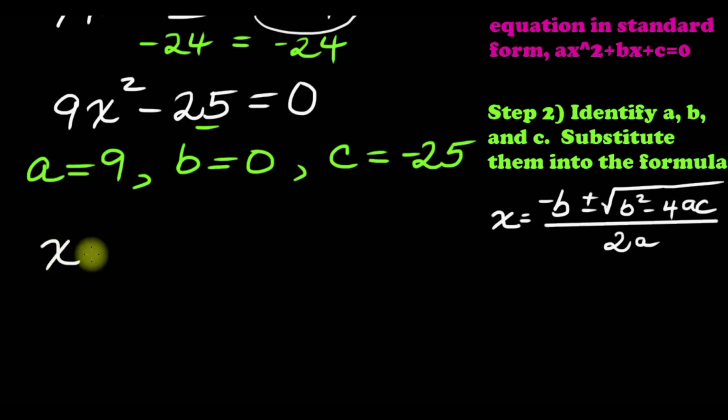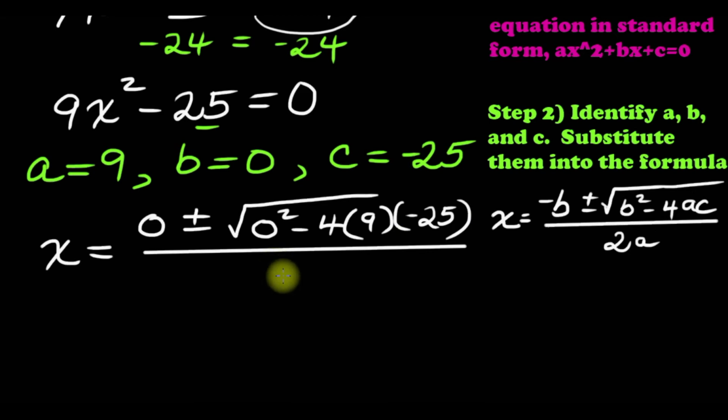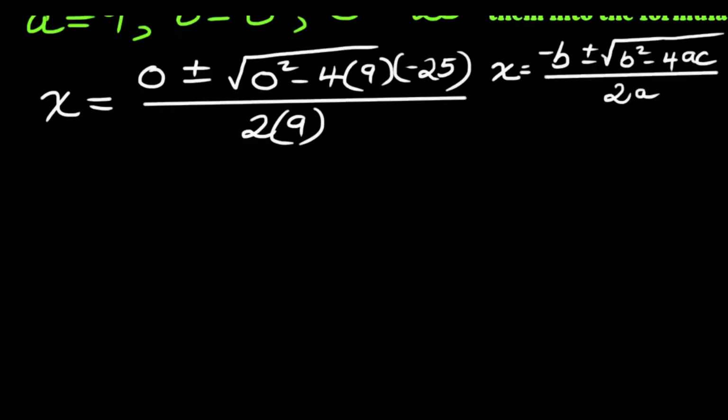So x is the opposite of B, so that's just going to be 0, plus or minus the square root of 0 squared, take away 4 times A, which is 9, and then times C, which is negative 25. So that whole thing is going to be over 2A, so that's going to be 2 times 9. Let's take a look at step 3. Step 3 is to simplify.